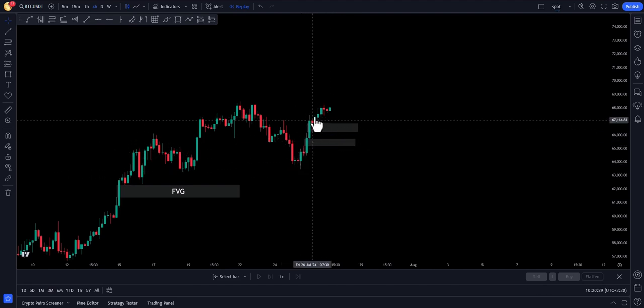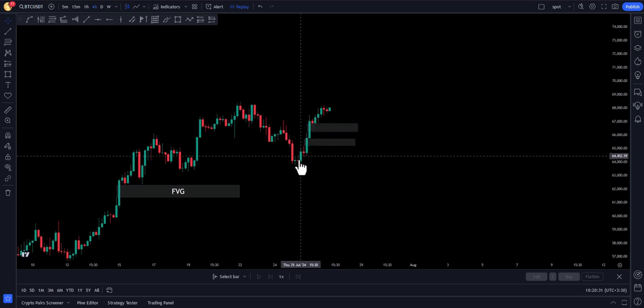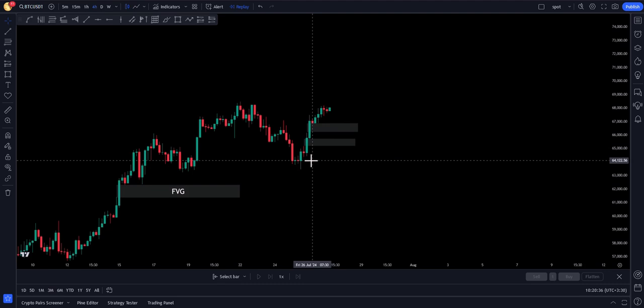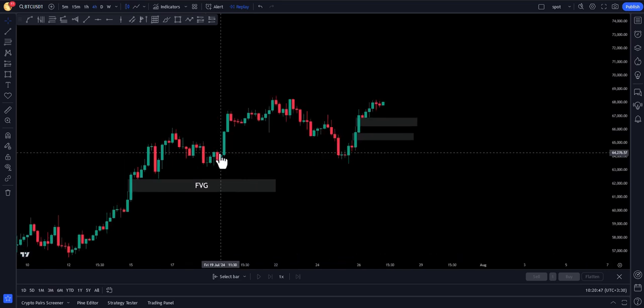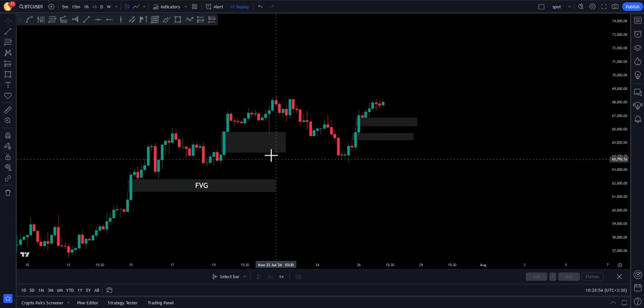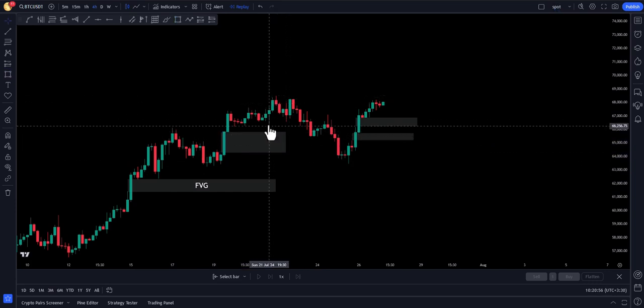Look, you identify 3 candles. For the middle candle, you draw 2 horizontal lines from the shadows of the candles before and after it. If a space is created between these lines, that space is the fair value gap. You can see in this area that the price has come back and reacted to this fair value gap.